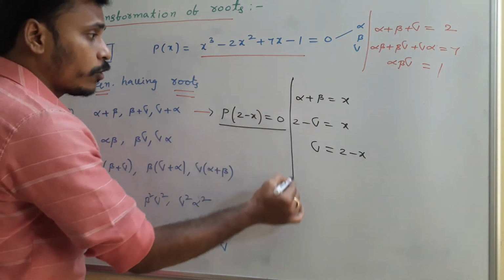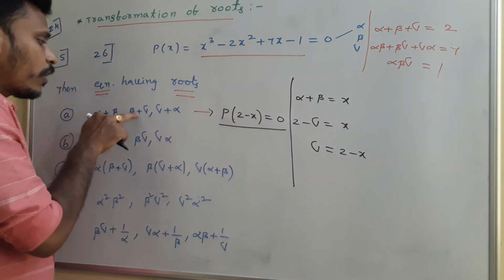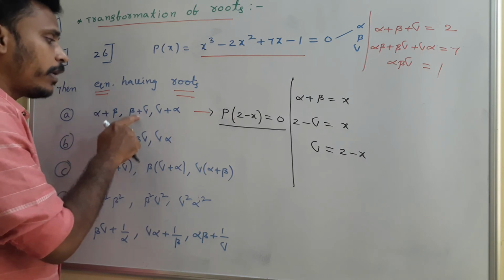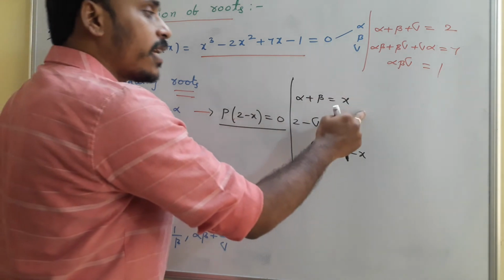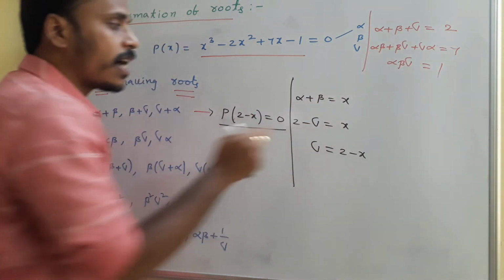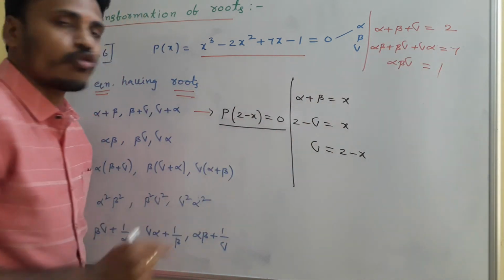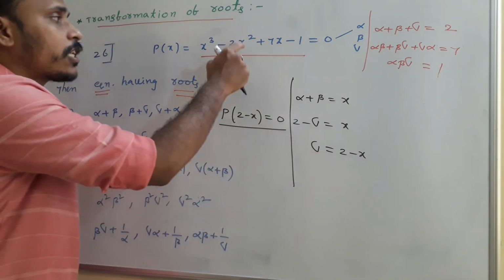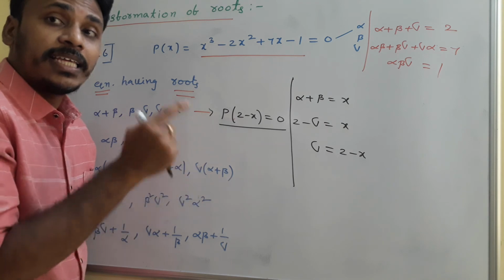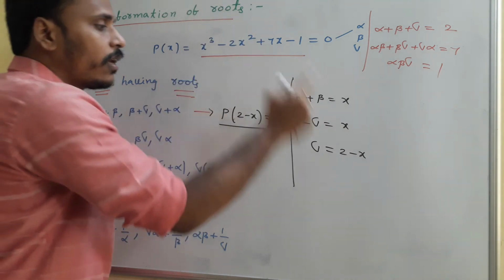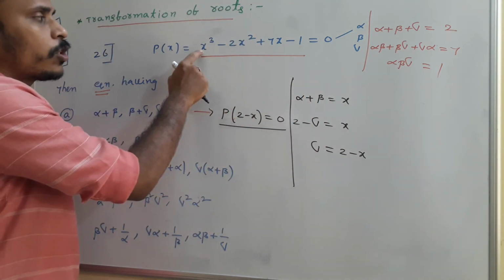Once again I explain for you. Just look there. See, I need to find the equation whose roots are alpha plus beta, beta plus gamma, gamma plus alpha. So take that alpha plus beta as x, and alpha plus beta is 2 minus gamma. So from there gamma is 2 minus x. Since gamma is satisfying the given equation, replace x of the given equation with 2 minus x. Replace x with 2 minus x.